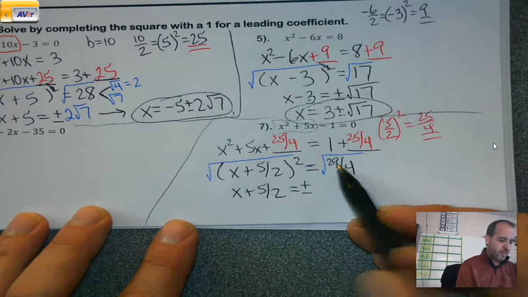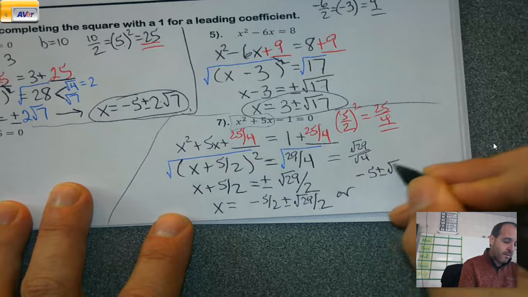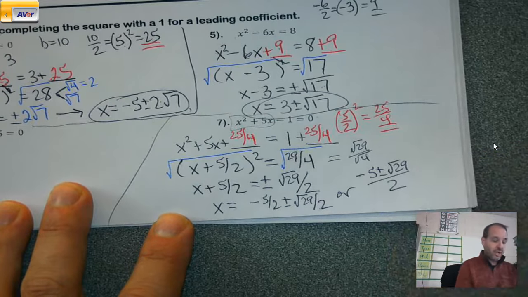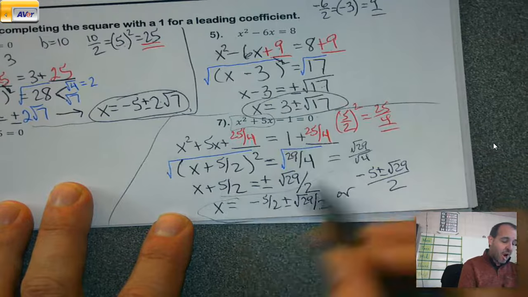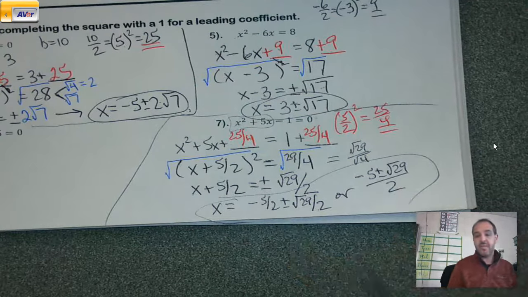I can keep it as a fraction, or since they're both over 2, I could write it as one big fraction. These are equivalent. They're the same. So don't freak out if sometimes you're looking at the key and the key says this and you have this, they're the same. Okay? So just something to keep in mind.